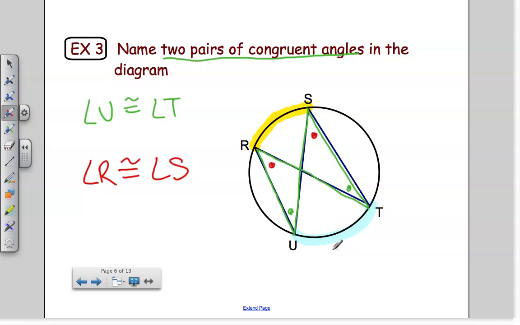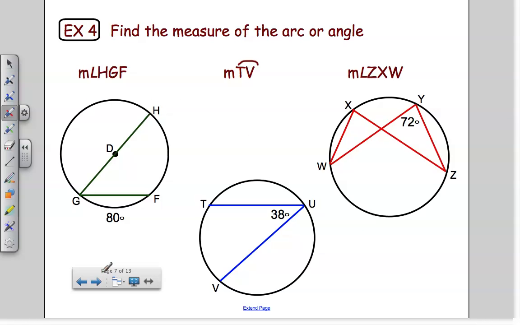Okay, so cool example where you can find congruent angles without even knowing any measures. If inscribed angles intercept the same arc, they have to be congruent. And let's use everything we talked about to do a few more examples here. Let's find the measure of the arc or the angle. Find the measure of angle HGF.